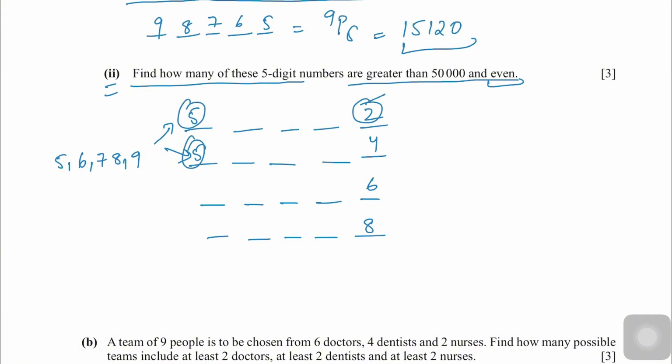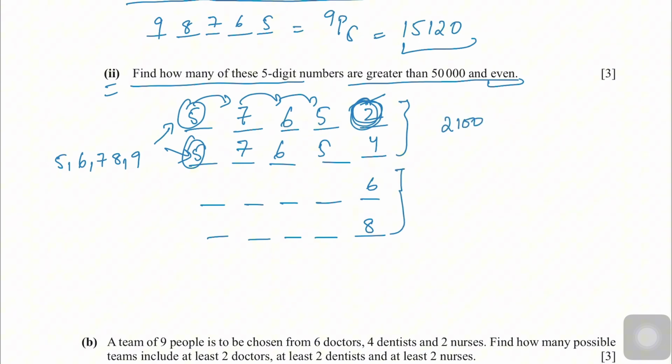We have selected 1 and then 2, so we are left with 7 choices. So this would be 7, 6, and then 5. This 5 will be multiplied by 7, this 7 multiplied by 6, and then this would be 5. And since the last digit is fixed, it wouldn't be multiplied. So we get both our answers as 2100.